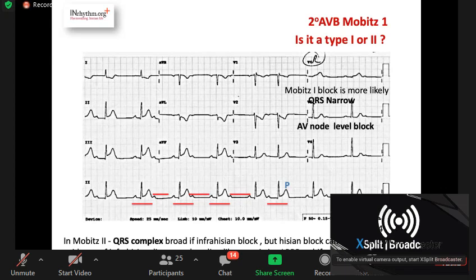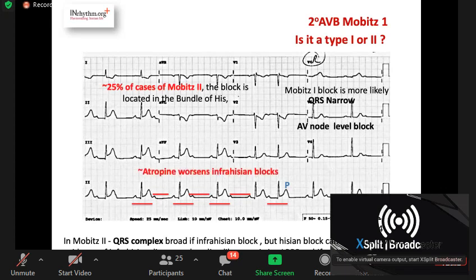Just like the way we discussed, we need to see the QRS complex width so that we know. Now, another thing: suppose we have an infrahisian disease, in type 2 AV block or a complete heart block with a wide QRS escape. If you give atropine, the infrahisian block will worsen.